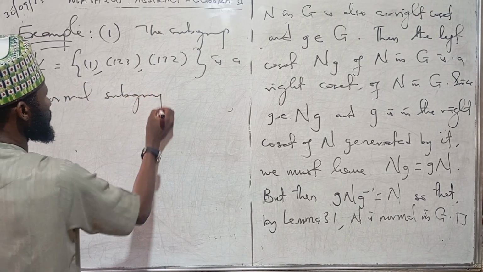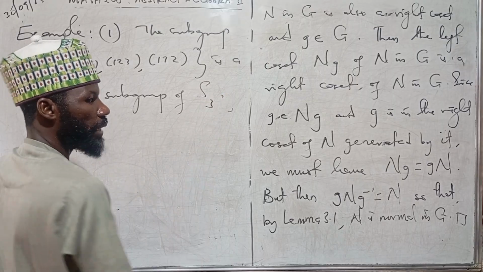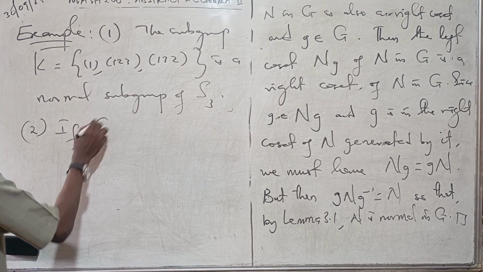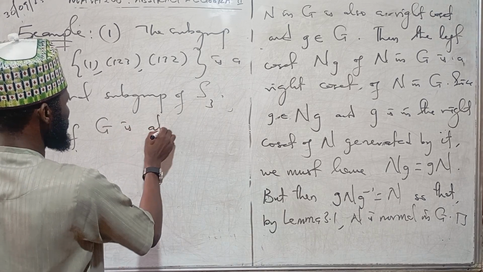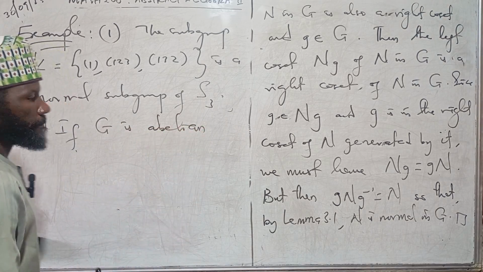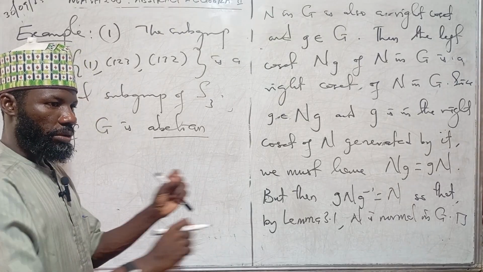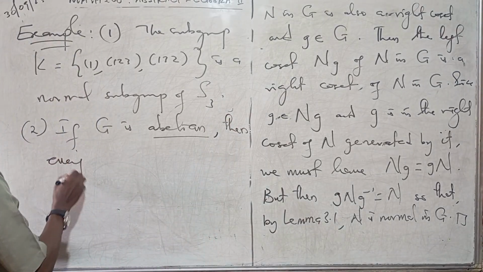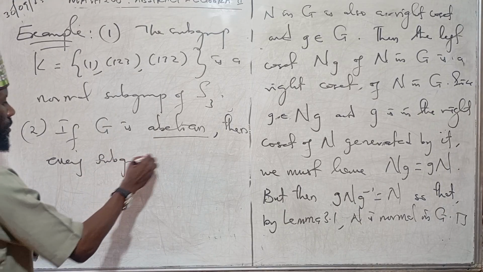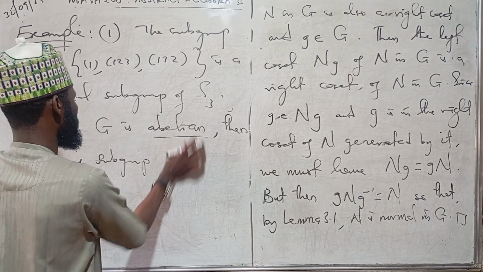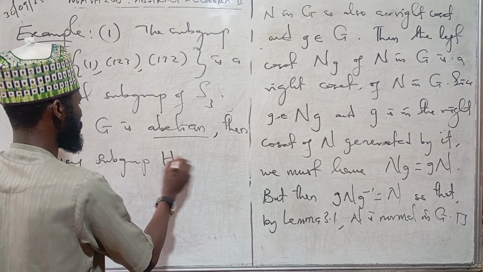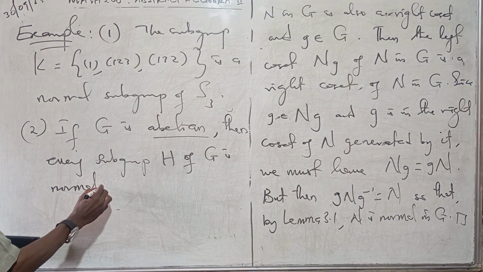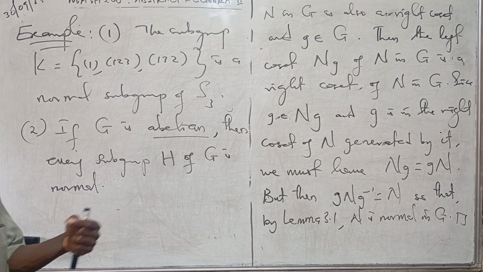Normal subgroup of what? Of the group S3. The second example I will give you is that if G is abelian, remember abelian group? Commutative group. The binary operation is commutative. Then every subgroup H of G is normal. Every subgroup is normal in the case of an abelian group.